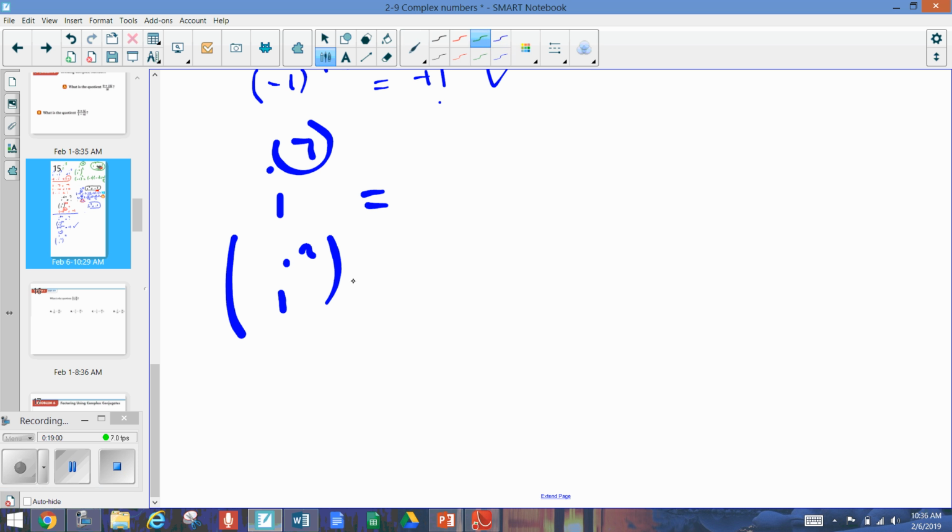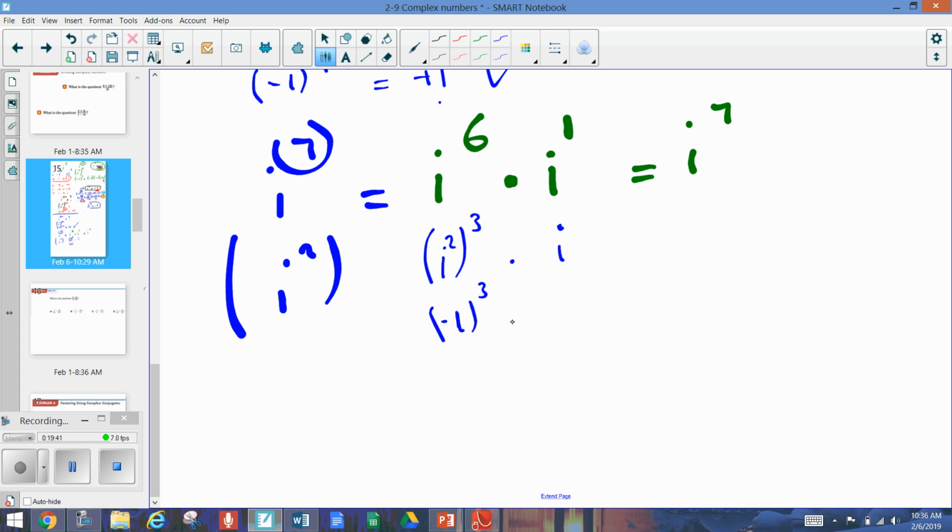I'm going to write I to the power of 7 like this: I to the power of 6 times I to the power of what makes 7? 6 plus what? 1. The bases are the same, so we add exponents: 6 plus 1 equals 7. Now, how can I do I to the power of 6? I squared to the power of what makes I to the power of 6? 2 times what makes 6? 3. So it's I squared to the power of 3 times I. What is I squared? Negative 1 to the power of 3 times I.